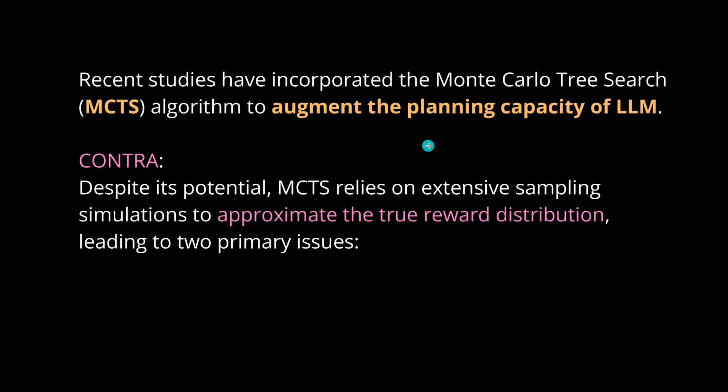Let's come to the core elements of this video. If you work with the Monte Carlo tree search algorithm, you know we use it primarily in AI to augment the planning capacity of our LLMs. But we encounter problems because Monte Carlo tree search relies heavily on extensive sampling simulation, and we need it to approximate the true reward distribution, and this brings us to two problems.